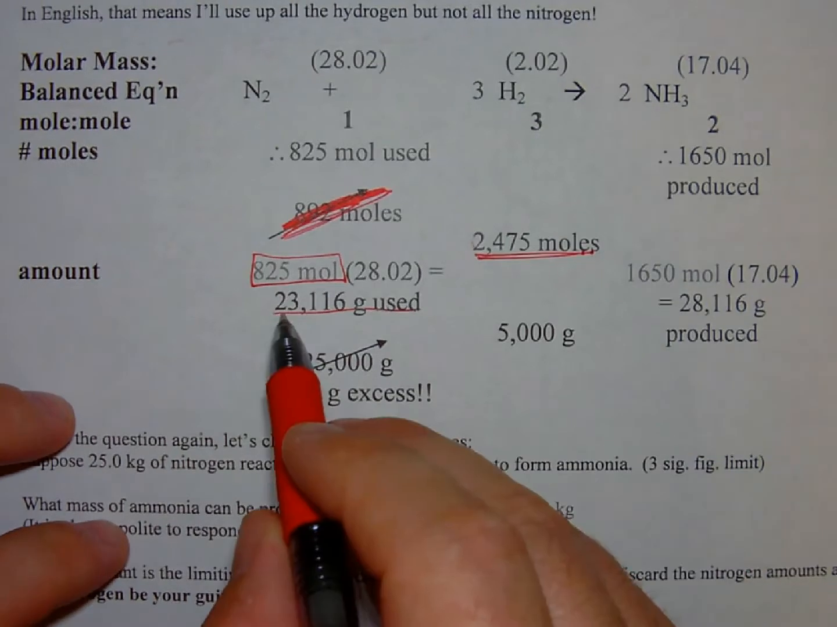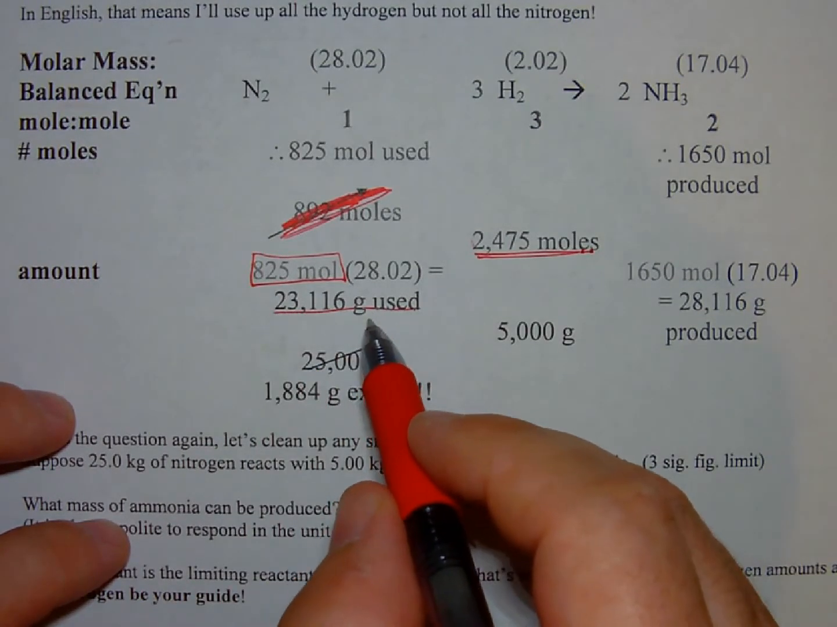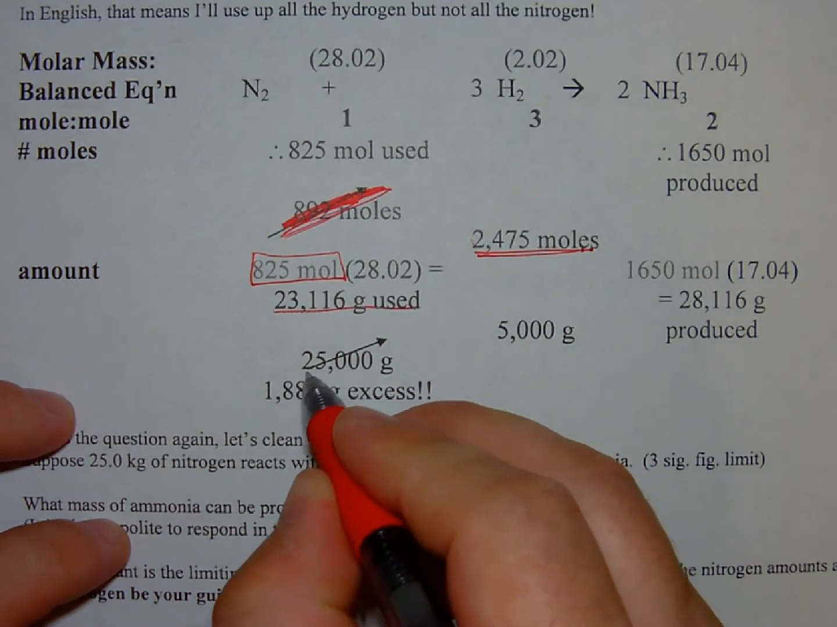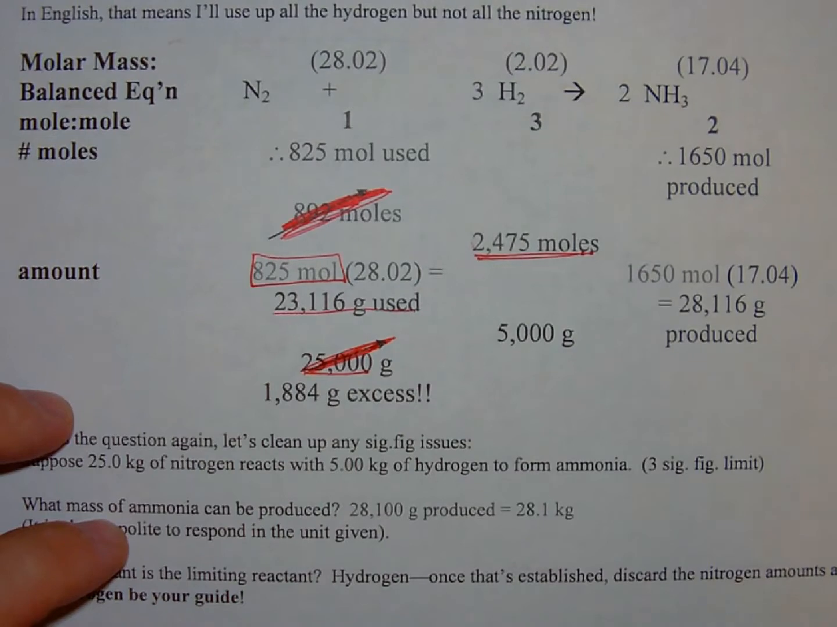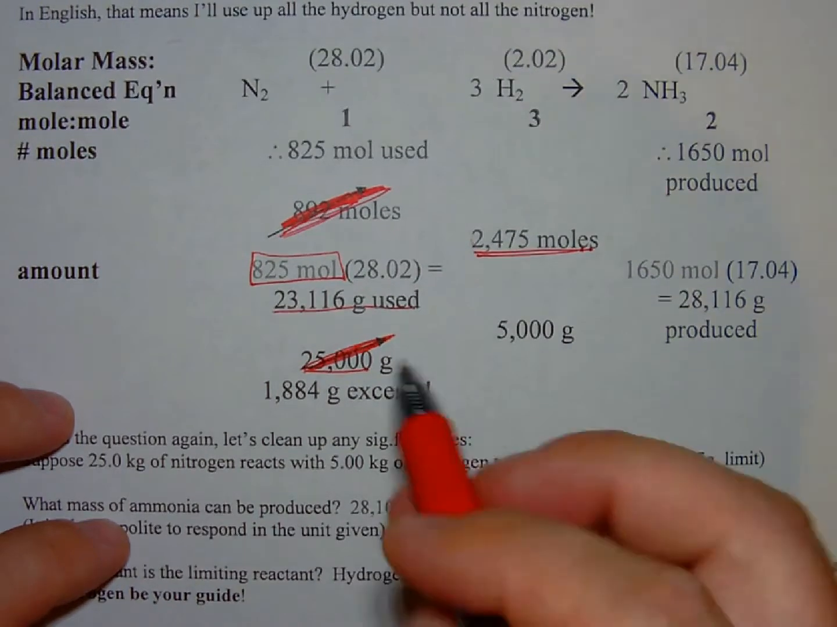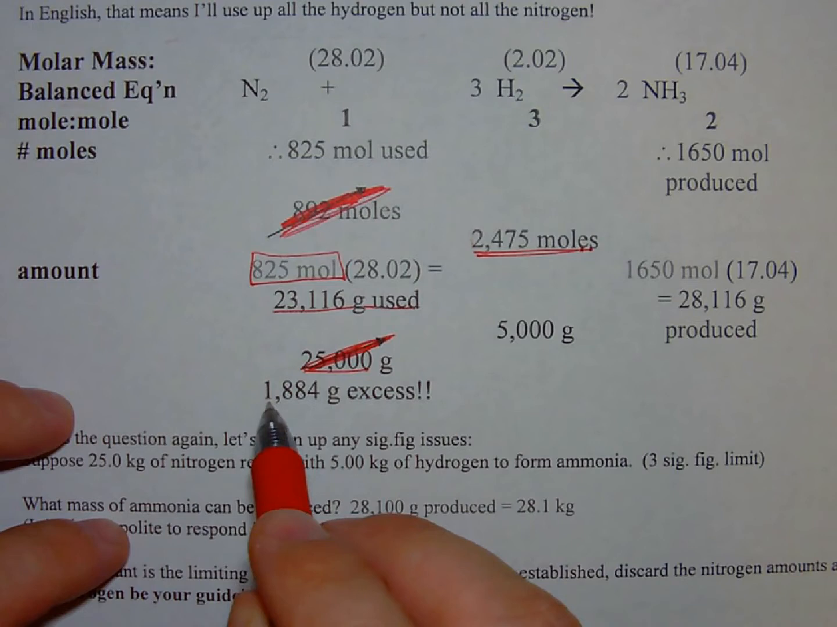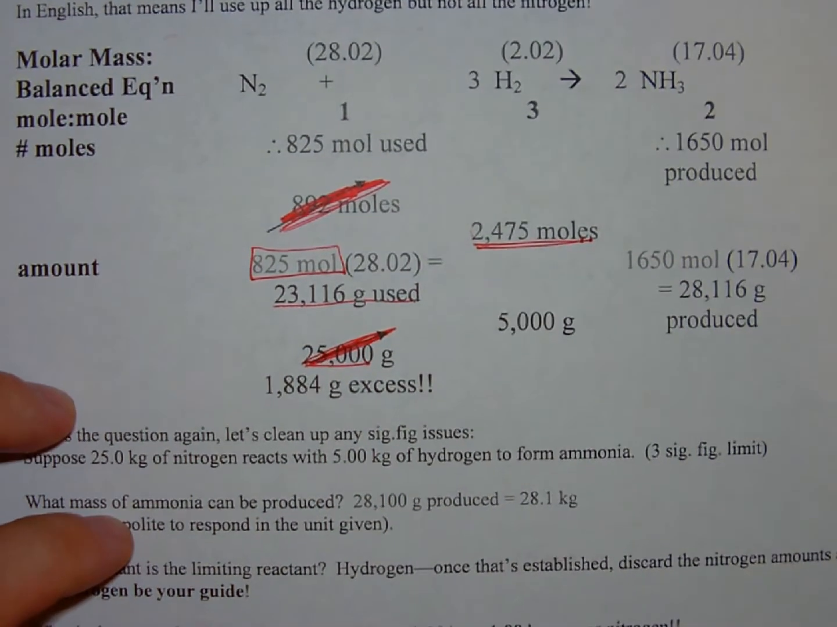So, if I'm going to use this much, how much is in excess, right? Because this is the excess reactant. I use this much. I was given this much, but I'm not going to use all of it. So simple subtraction, right? I have this much. I use this much. The difference is 1,884 grams. So I have 1,884 grams in excess.